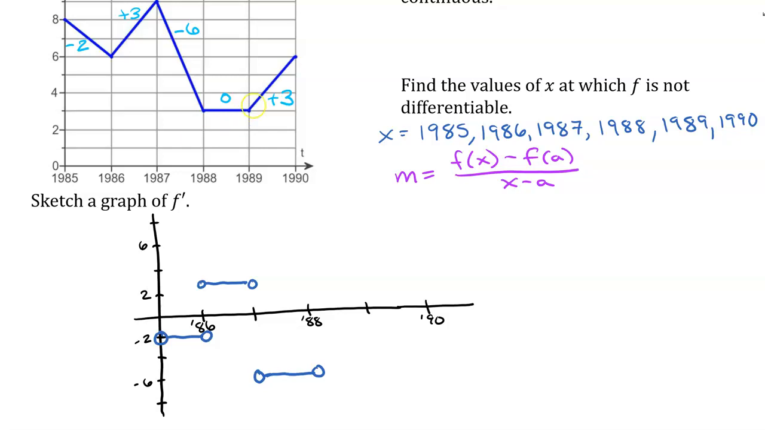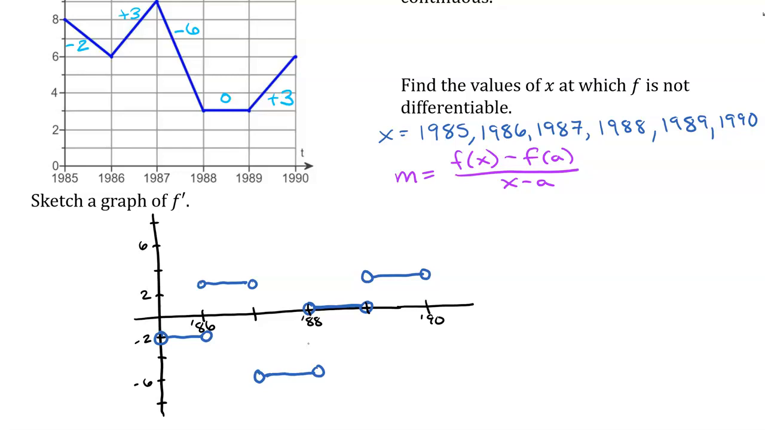Now each of those points is not differentiable, so I'm going to have an open circle on each one. Even though they are continuous, it is not differentiable at those points, so I'm going to have an open circle both top and bottom. We got a 0 slope from 88 to 89, and then a +3 again from 89 to 90. So there we go. There's the graph of the derivative, the slope of the original graph.